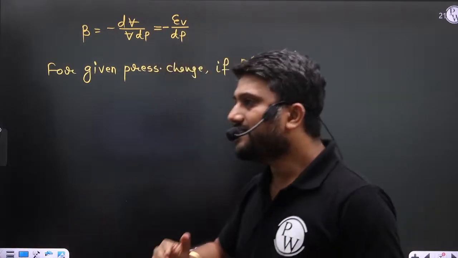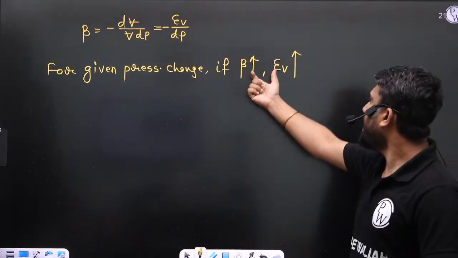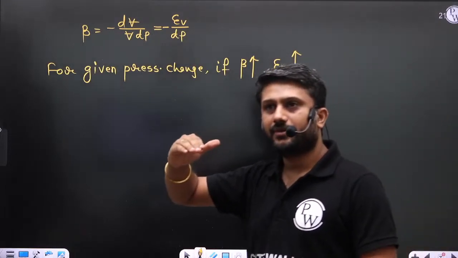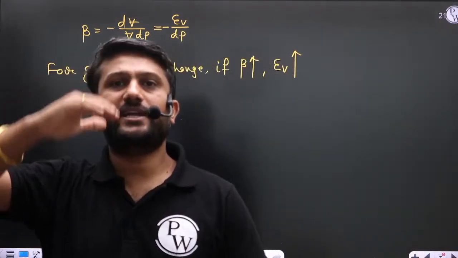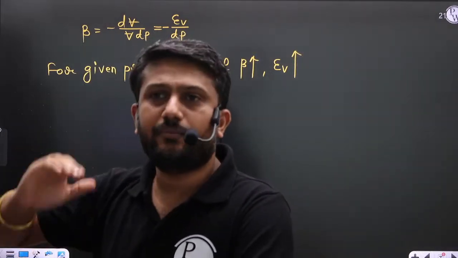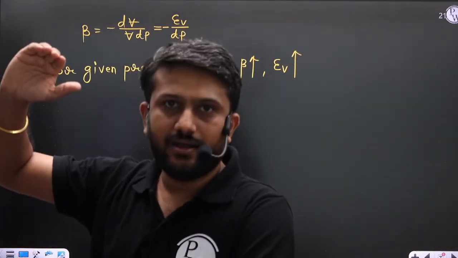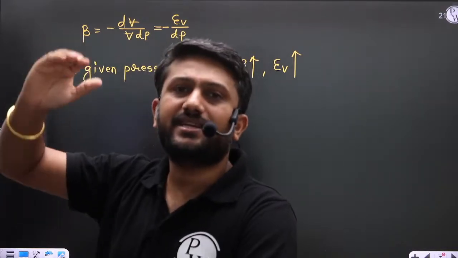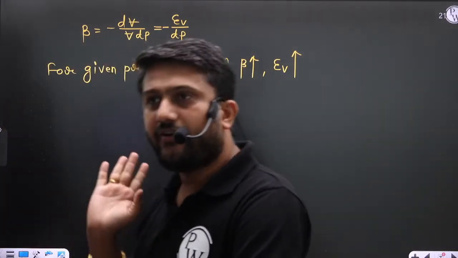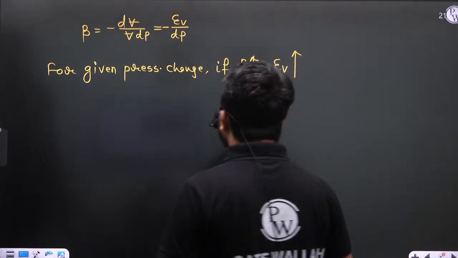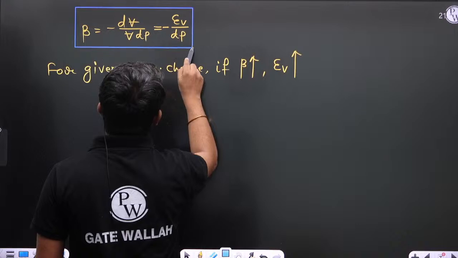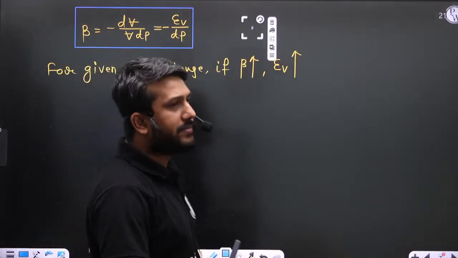So whenever I say higher value of beta, higher value of beta means more volumetric strain, right? Higher value of beta means easy to compress, as simple as that. Is it fine? Is it okay? Fine. Now beta, this is the one mathematical expression of the coefficient of compressibility.